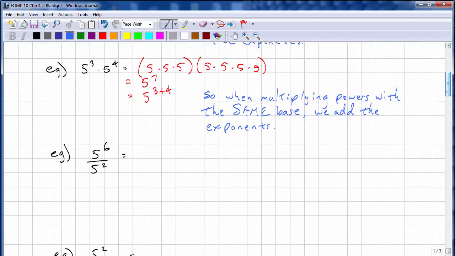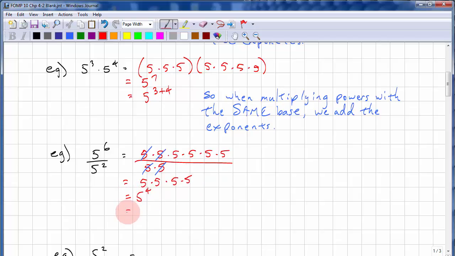Okay, let's look at another example, and we're going to expand. 5 times 5 times 5 times 5 times 5 times 5, all divided by 5 times 5. Now we can cancel. We can cancel one from the top and one from the bottom, and continue and cancel one more. This leaves us with 5 times 5 times 5 times 5, and that's 5 to the power of 4. And again, we're interested in the 4, but how did we get the 4? This is 5 to the power of 6 minus 2.